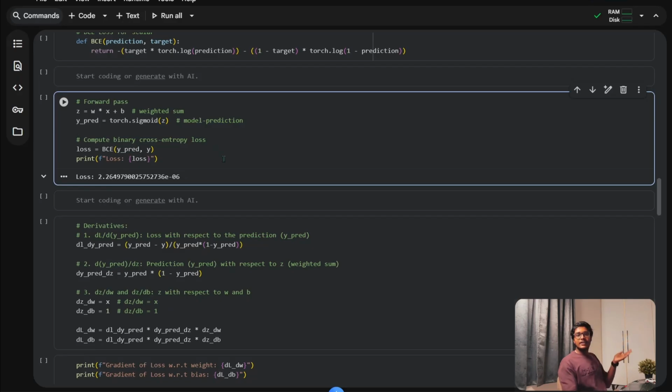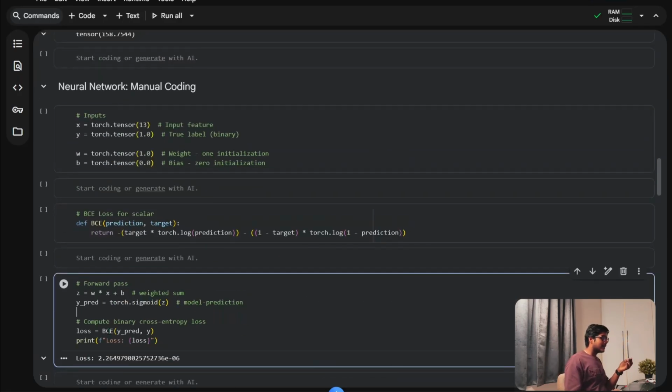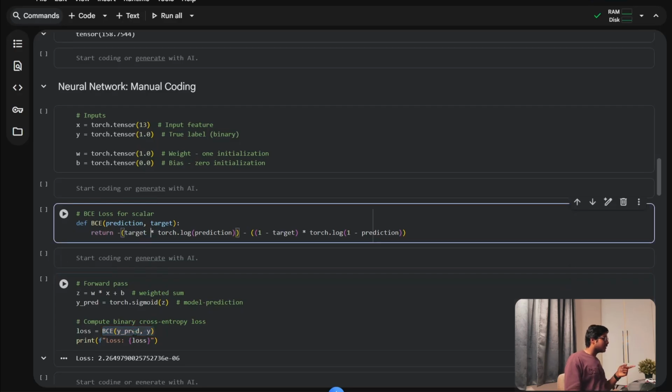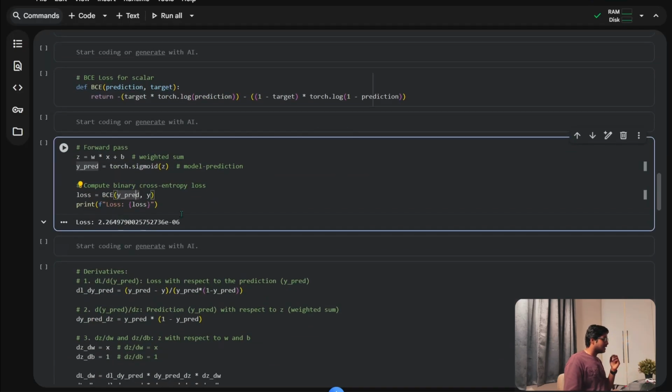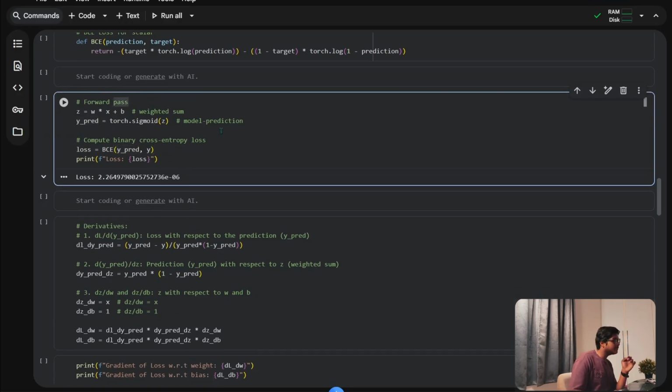Next we calculate the loss using this binary cross entropy function that I've created over here. So here we pass our y pred, which is y hat, and the y, which is the actual output. And in return I got the loss. And here I'm printing the loss.